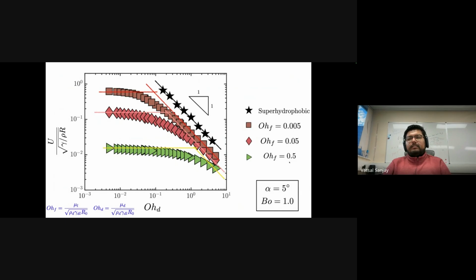Another interesting thing to note here, and I will come back to this later on, is that the difference between 0.5 and 0.005 is larger as compared to the difference between these two over here. In fact, this means that the cases here are saturating towards a constant value, whereas the difference between the brown cases and the superhydrophobic cases is quite large. And we'll again come back to this in the last part of this talk.